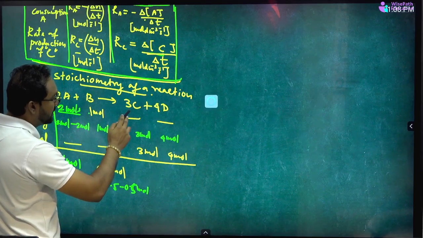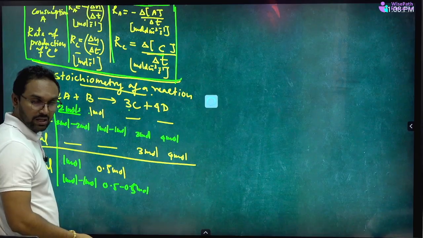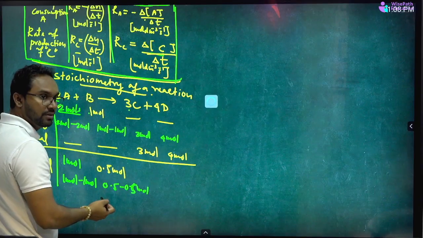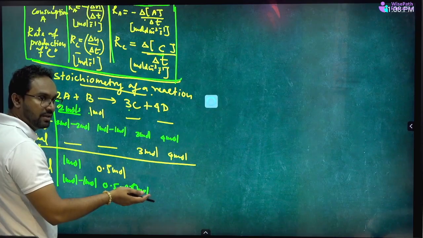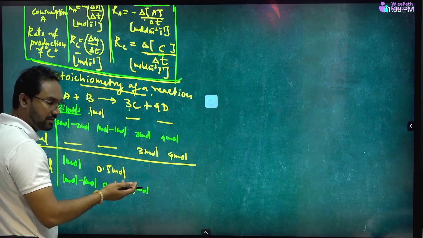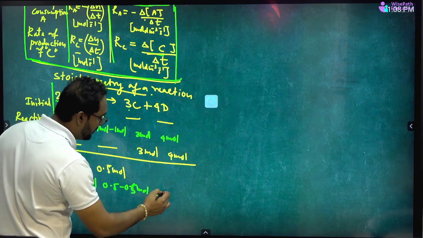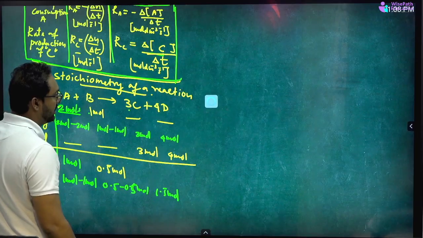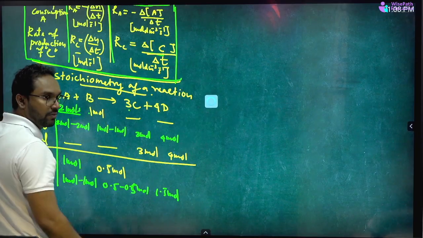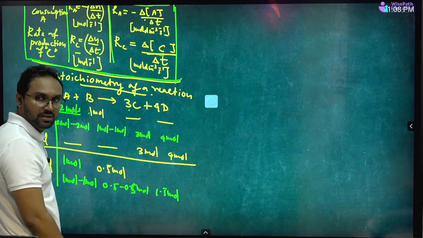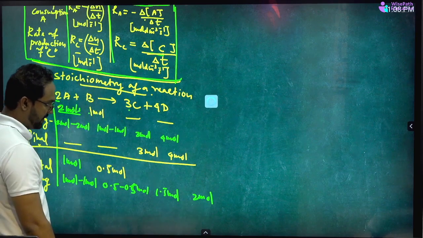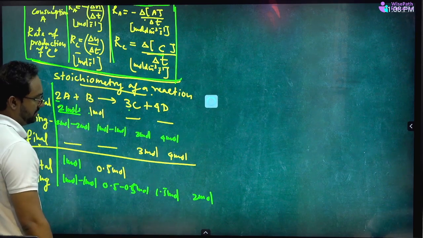The ratio is 1 to 3. So if it is 1 to 3, then 0.5 gives 3 times that, which means 1.5 moles. And how much of D? 1 to 4, so 0.5 times 4, that is 2 moles. Get it? That's how it happens.